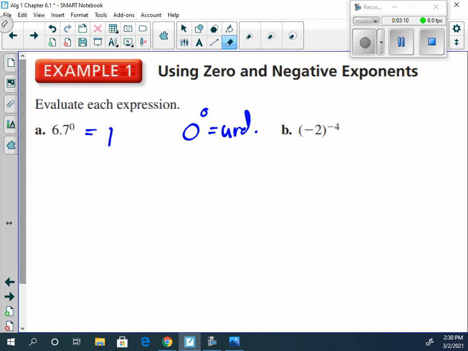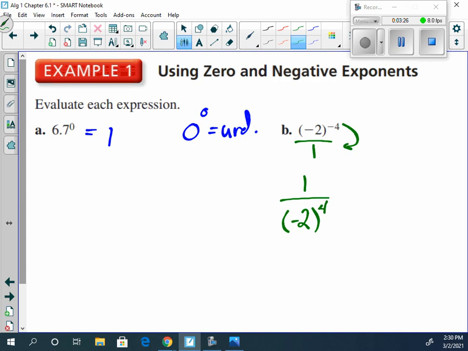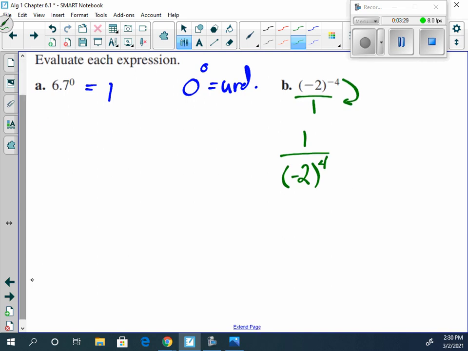So really, I'm going to write this back. As we know, if there's not a denominator, it's understood to be 1. And because the exponent is negative, we have to move it underneath, which would give us 1 over negative 2 to the 4th. Now, the 2 is still going to be negative. It just changes the sign of the exponent. Whenever we move it from the numerator to the denominator or denominator to the numerator, we're just changing the exponent. So only the exponent would change from positive to negative or negative to positive.